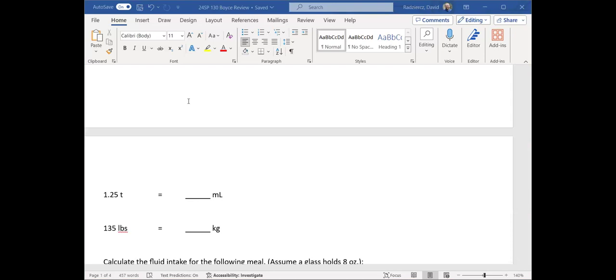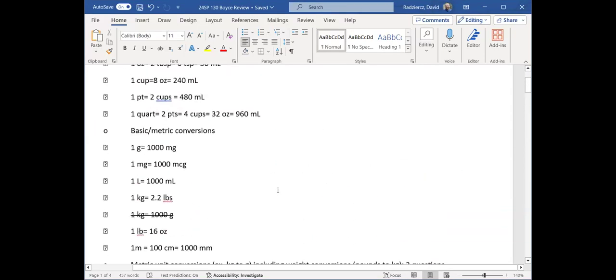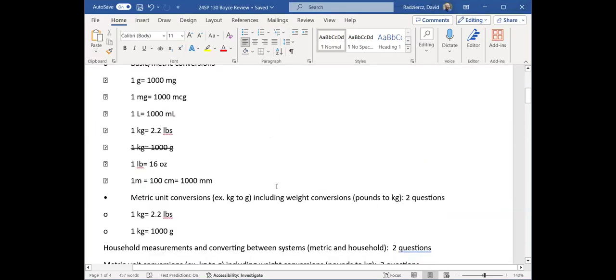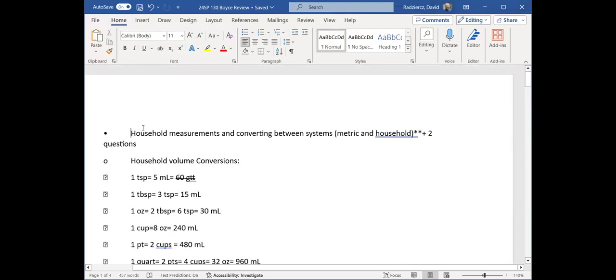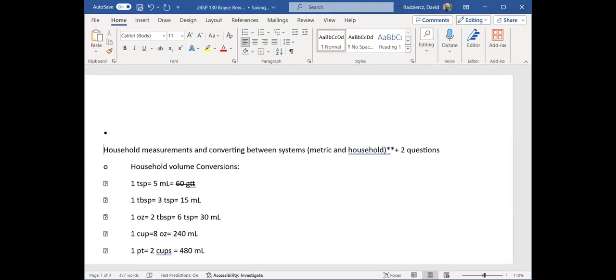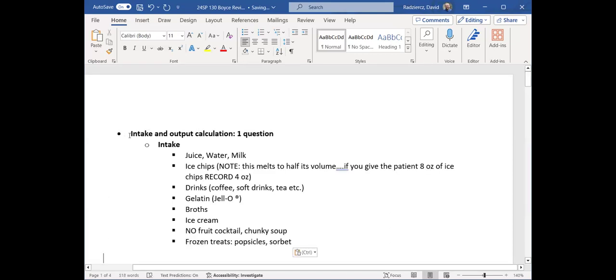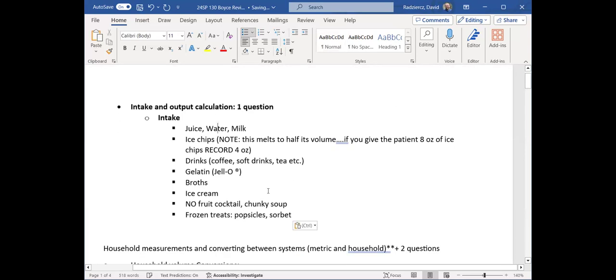All right, so I'm adding this to the review section here. Right here, this is probably a good review of what's considered liquid and what's not.